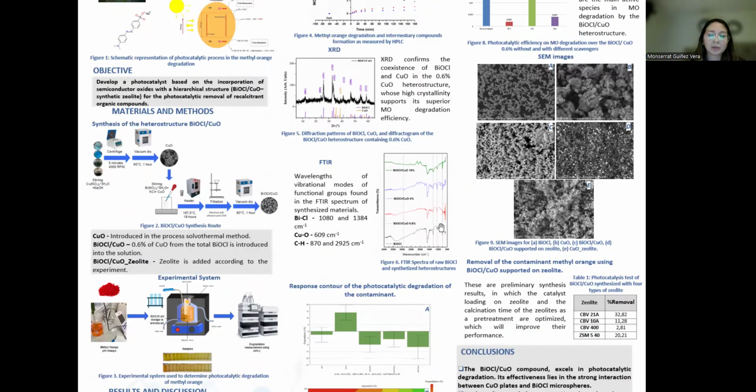when supported on zeolite. These possible reasons for lower zeolite performance may explain this: the dilution effect, where the active sites of bismuth oxychloride doped with copper oxide content per unit mass is reduced when supported, lowering the number of photogenerated charge carriers. Or the non-optimal dispersion, where aggregates or thick layers of zeolite can block light penetration and active sites, which may explain the lower degradation. And the light scattering: the zeolite particles may reflect or scatter light, reducing photon absorption by the active phase.